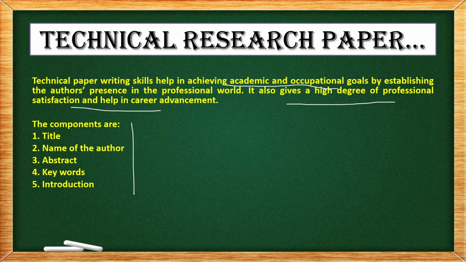Now, the components of a technical research paper: how do we start our research paper? First of all, the title of the research paper is written. Then we write the name of the author along with his designation and affiliation. Then we write the abstract. Abstract is basically a summary of 10 to 15 lines, because generally a technical research paper is of 12 to 15 pages, so its summary can be written within 10 to 12 lines. Then we write the keywords, main words, or difficult words with their meaning.